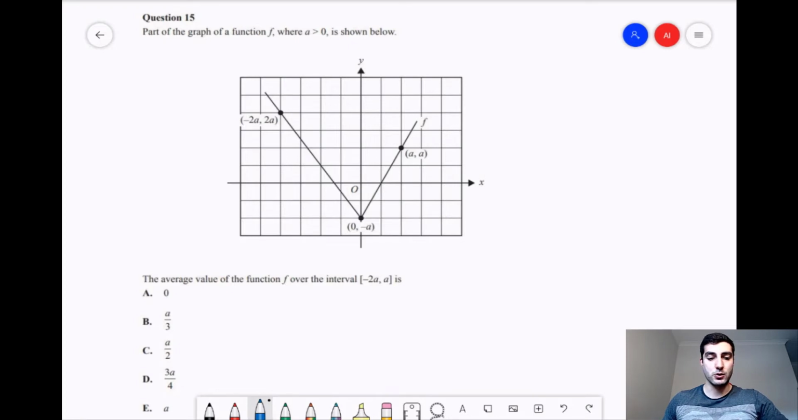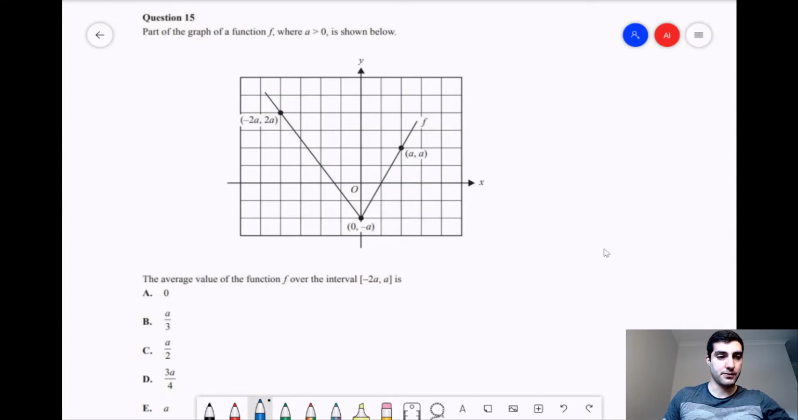Great, so starting with question 15, part of the graph of a function f where a is greater than 0 is shown below. I've got this nice graph. It's a bit of a hybrid function, I guess, with the cusp at x is equal to 0. The average value of the function f over the interval minus 2a to a, inclusive of both points, is.